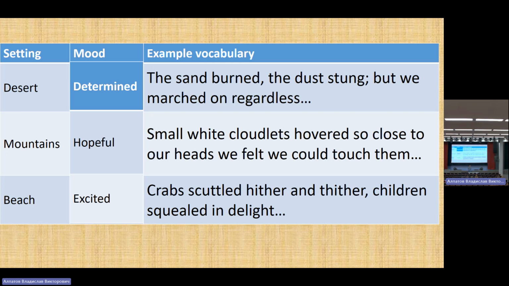So all these things you can bear in mind when you teach your students creative writing. And I think I will still devote some time in my next lecture to this. But for now, it's over. Thank you very much.